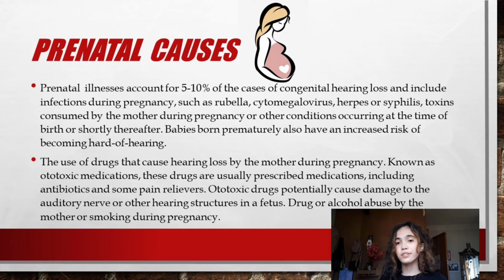The cause of a child's hearing loss can also be the drugs that the mother takes during pregnancy, known as ototoxic medications. These drugs are usually prescribed medications, including antibiotics and some pain relievers. Ototoxic drugs potentially cause damage to the auditory nerve or other hearing structures in a fetus. Other possible causes might be drug or alcohol abuse by the mother or smoking during pregnancy. Prenatal causes make up 5 to 15%.